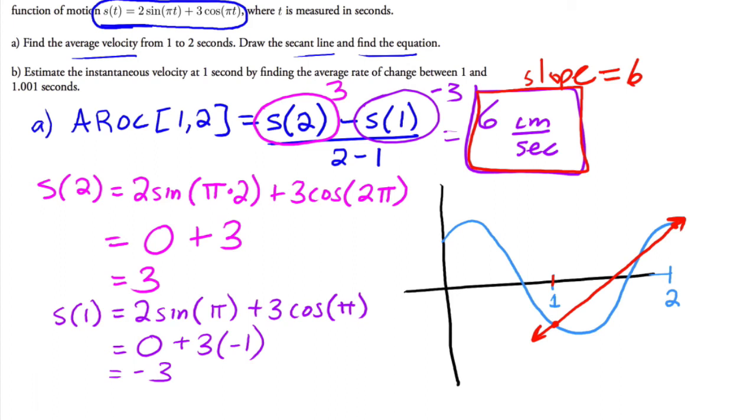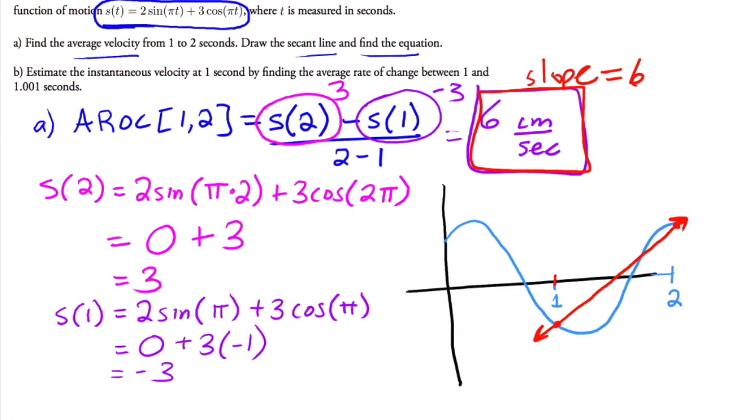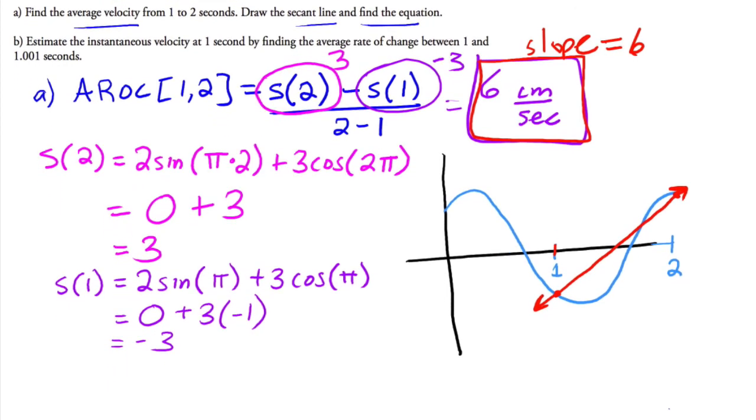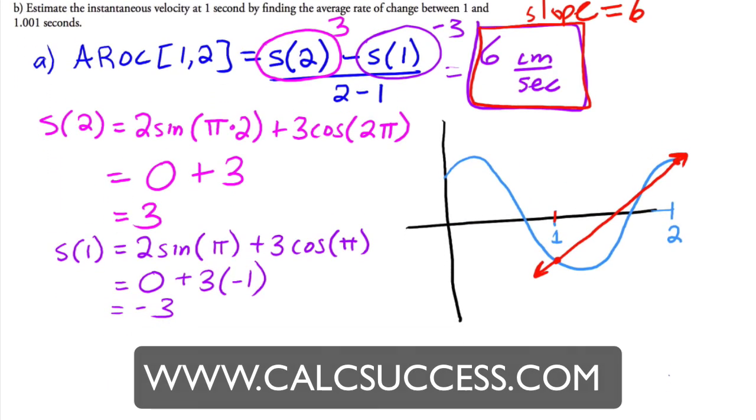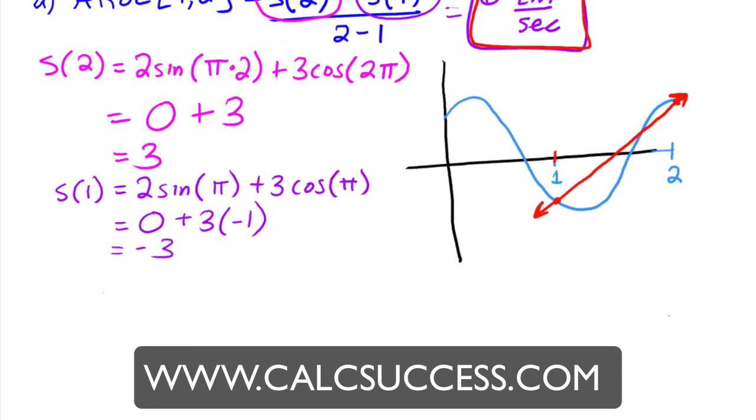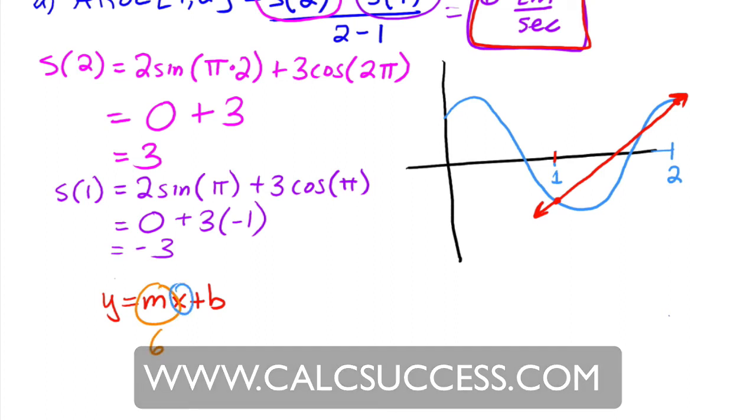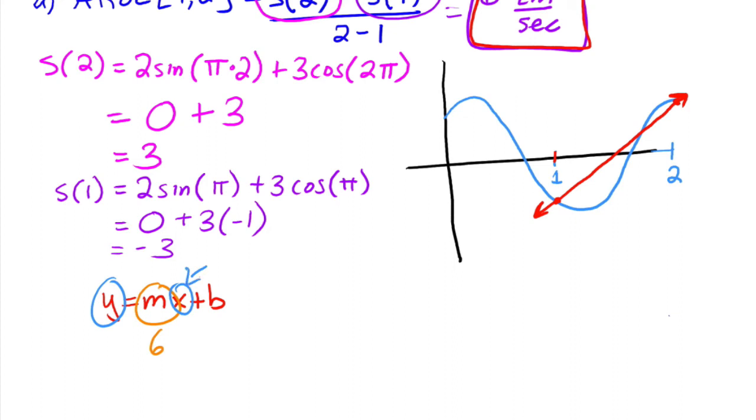Now if I want to find the equation of that line, now that I have the slope, the only thing I need to do is find the y-intercept. I've got y = mx + b, and I'll plug in the slope, which is 6, and then I just need to plug in a value for x and y. Any point that I know will do. I know the value at 2 and at 1. You can also do 0, but let's just do 1.